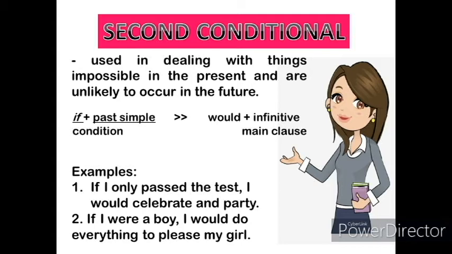Next, we have second conditional. Second conditional is used in dealing with things impossible in the present and unlikely to occur in the future. It is formed using this structure. The condition should be if plus past simple, and the main clause should be formed by using would plus infinitive. Examples. If I only pass the test, I would celebrate and party. Number 2. If I were a boy, I would do everything to please my girl.